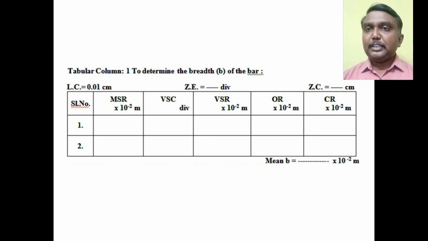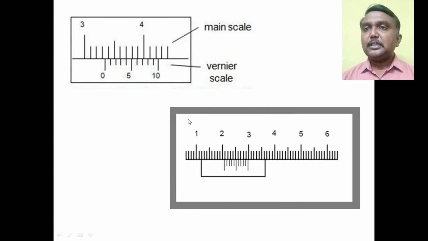This is the tabulation to find out the breadth. MSR and V.Sc should be measured from the instrument for the given object, and the remaining are calculations. MSR is the main scale reading, V.Sc is the vernier scale coincidence. This is the vernier scale, this is the main scale. Now the MSR should be read from the main scale at the position of the 0 of vernier, where the 0 of vernier is on the MSR scale.